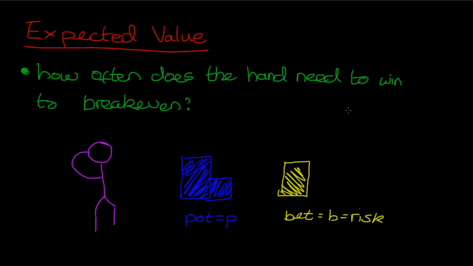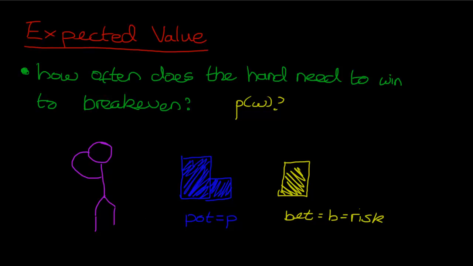Okay. So the question is, how often does the hand need to win to break even? Or, what do we need the probability of winning to be, if we call? Here we've got us, making a decision. Our opponent's gone all in and has made this yellow bet, which we're going to give the notation B for bet. Remember that this bet is also our risk, the risk we have to take to win the pot. And this here is the pot, which equals P.